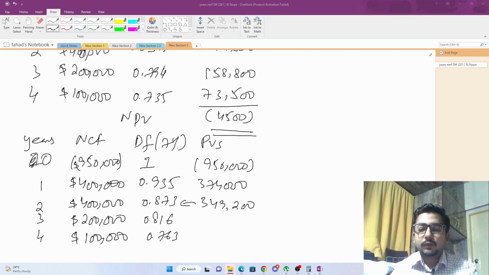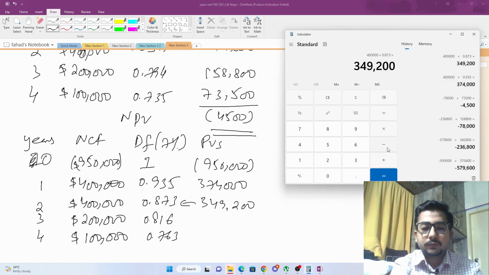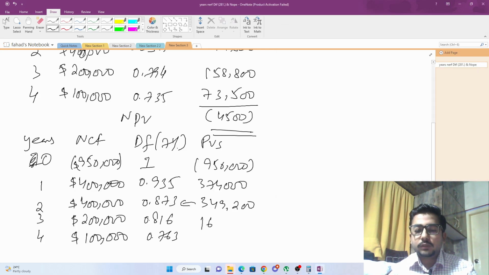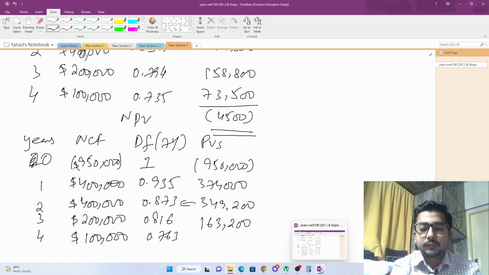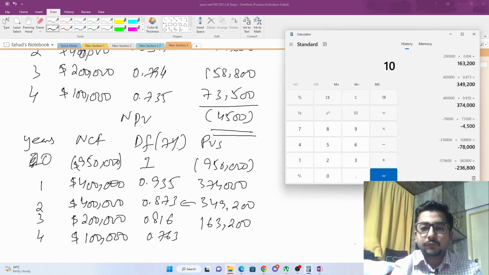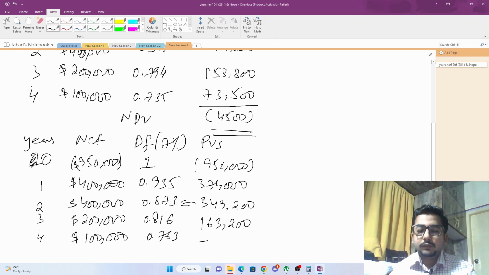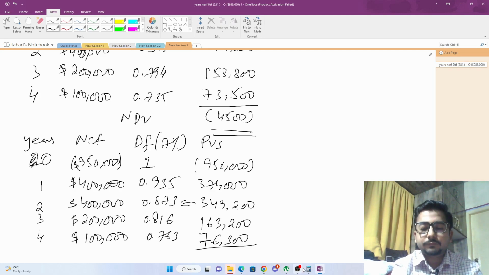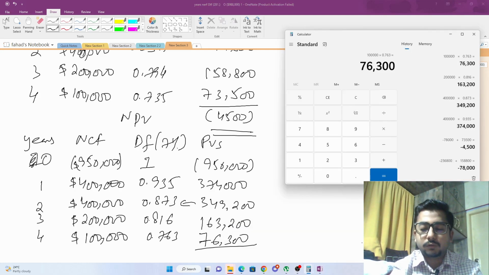Okay, and then we have the third year, which is 2 lakh dollars multiplied by 0.816, it is 163,200. And the last one is, I guess, 76,300 would be the answer for the last one. Let's check whether I'm right or not. 0.763 is the factor, so 76,300, correct. I'll just write it down over here, and then I'll add it all.